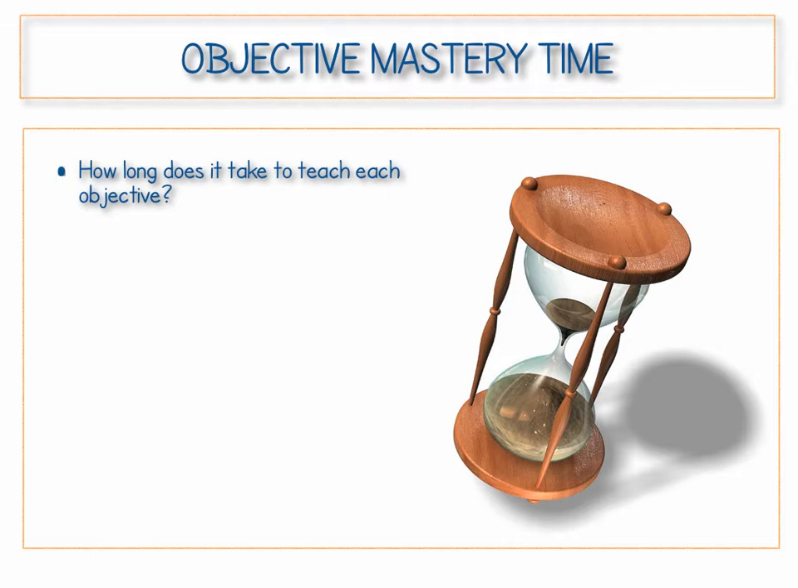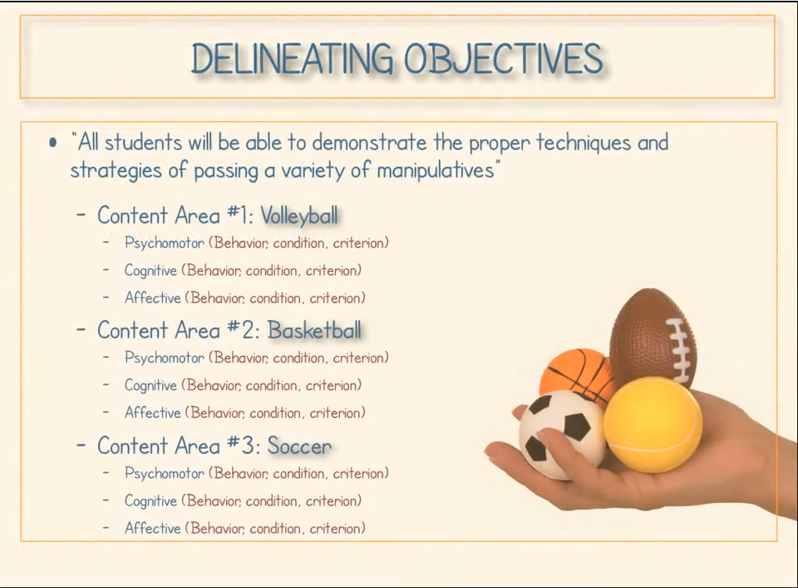So in this step, you'll estimate how long you think it would take for students or athletes to master the objectives that you've developed. You'll review all of the objectives that you originally created in step number 4. And if you remember, in this step, you listed your goals, created 3 different content areas for each goal, and within these content areas, you developed 3 objectives for each domain: the psychomotor, the cognitive, and the affective. You'll take a look at all of these goals and determine how much time you think it would take you to teach and students to learn these objectives.